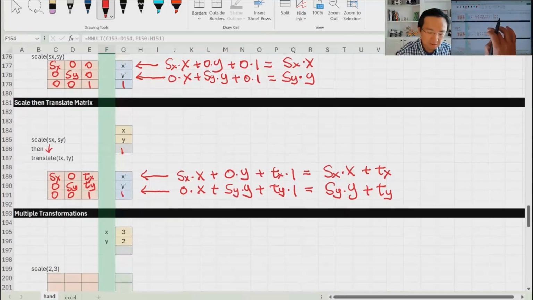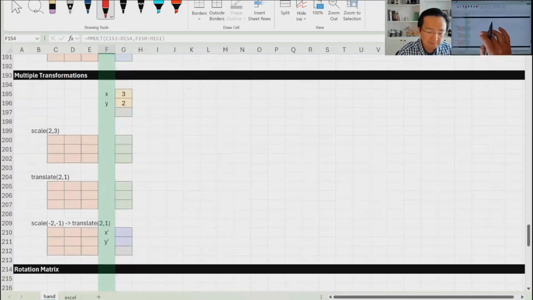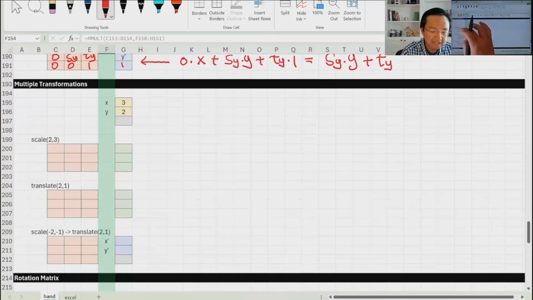And then with this transformation expressed as matrix multiplication, it is very easy to stack them up in this way. So for instance, we would like to scale by 2 and 3, and then translate by 2 and 1, and then scale and translate, and so on, together.